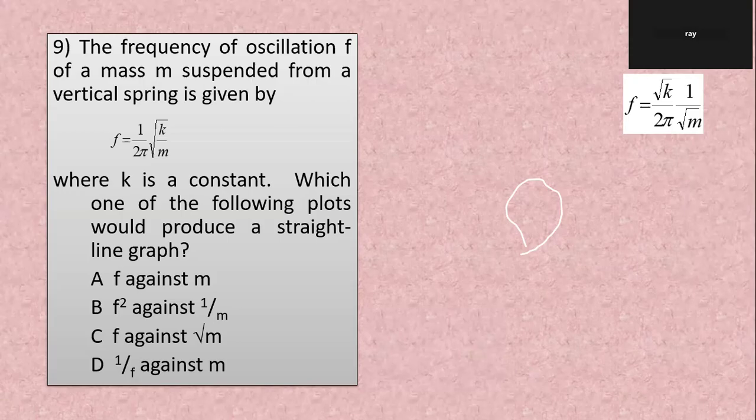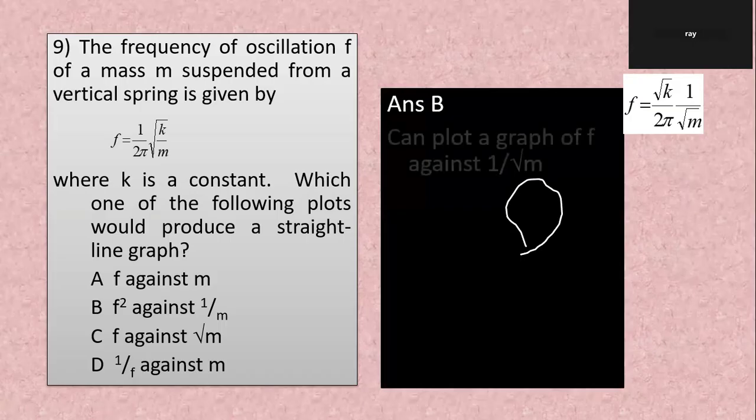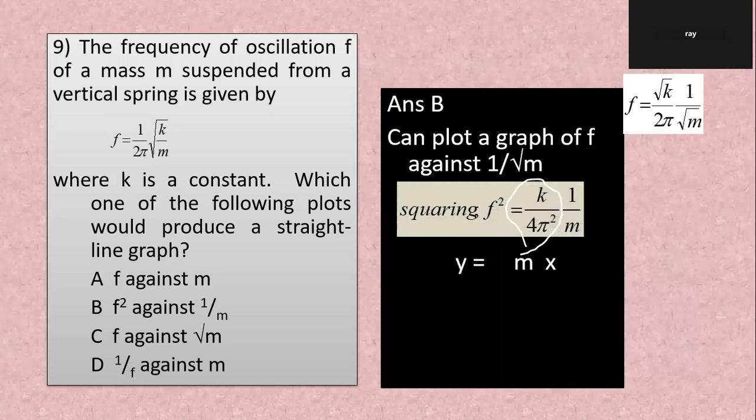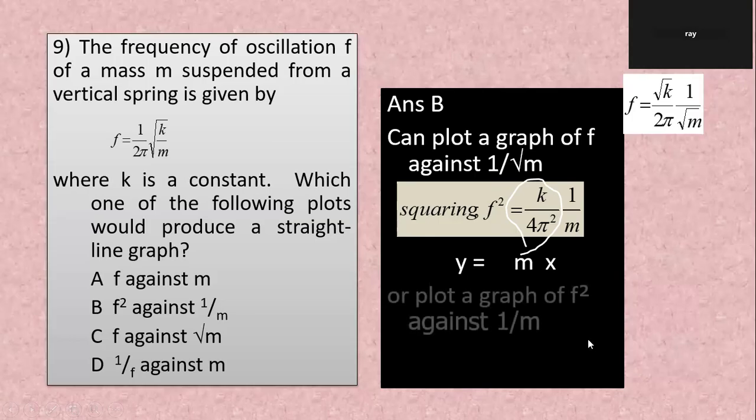D. B. Right? I think I know why. You can square that and then take all the constants to one side. Then it's 1 over F squared against 1 over m. F squared against 1 over m.